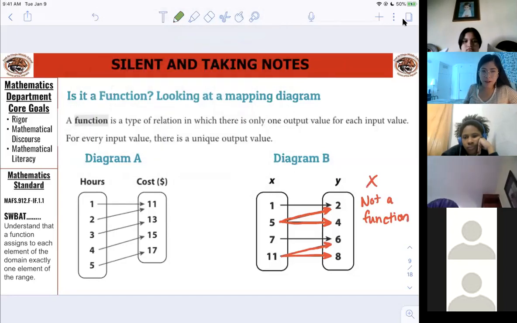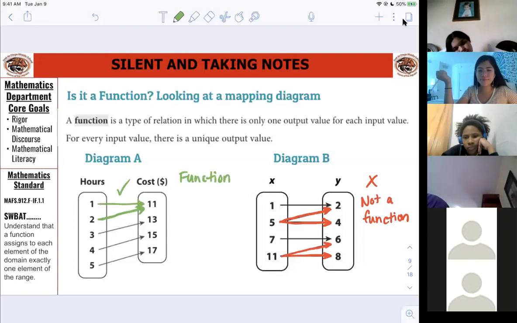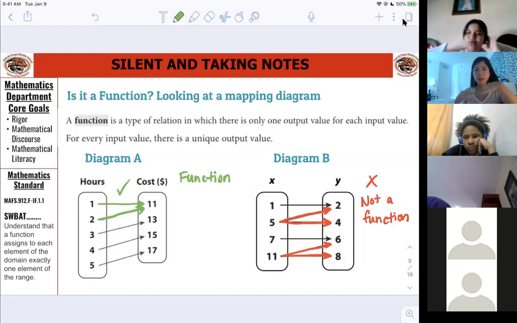Right, each number goes to its own location. It doesn't go to 2 places. Even though here they're kind of coming together, that's okay, that's allowed, as long as it's not the same input going to different outputs. They're coming from 2 different places and they're both meeting at the same place. That's different from diagram B, where one input is branching out into 2 different outputs.